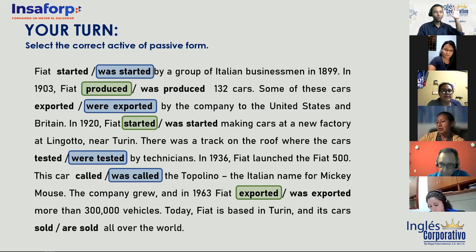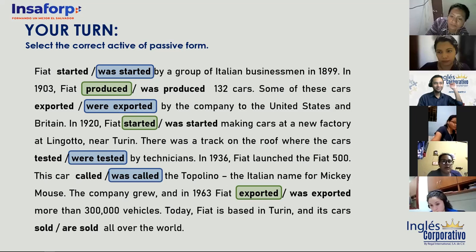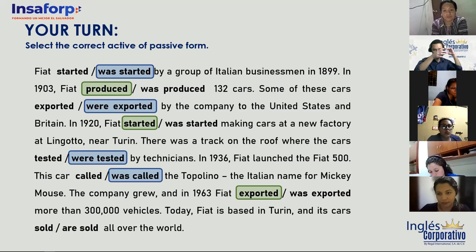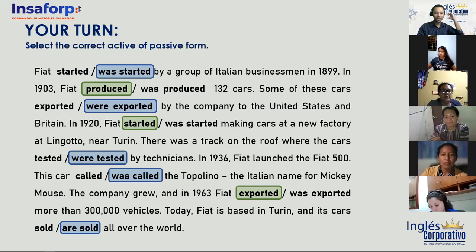And the last one, who wants to try? Sonia. Today Fiat is based in Turin and its cars are sold all over the world. Great, very good. Let's continue.